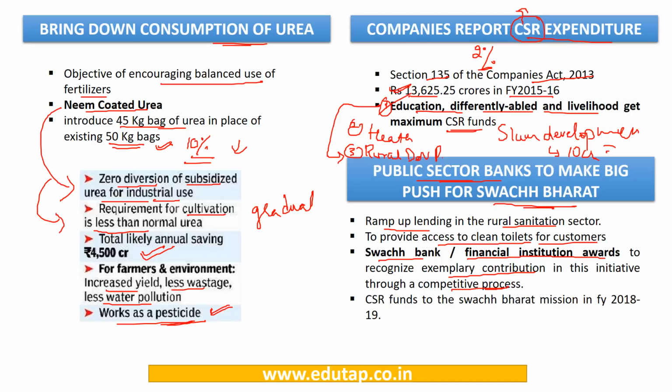The next initiative taken by the public sector banks is that the CSR funds will be diverted towards the Swachh Bharat mission in the financial year 2018-19. So this has been directed by the government to the banks to spend the CSR funds for sanitation, for improving sanitation across the country.